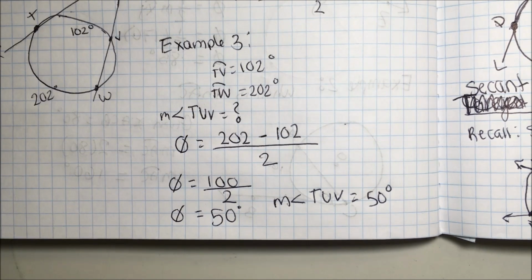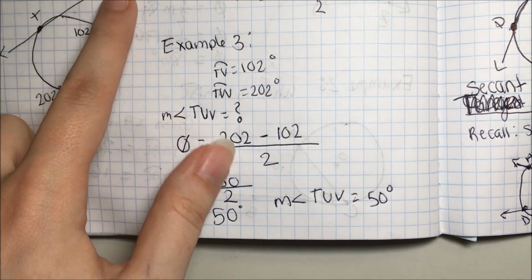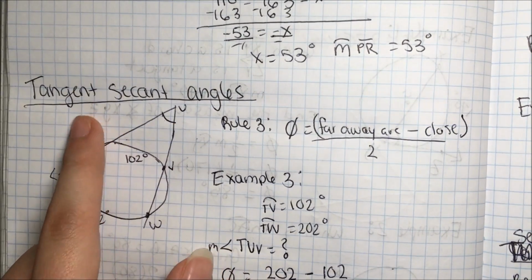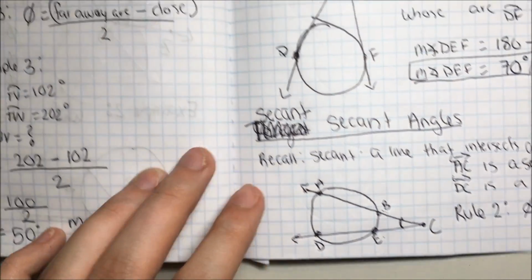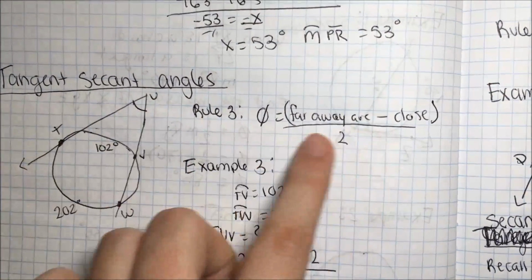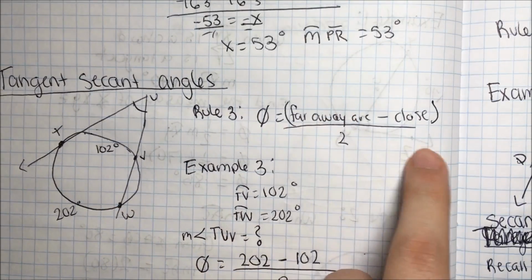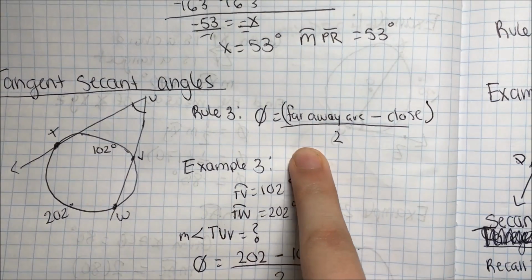So we worked with circumscribed angles, secant-secant angles, and tangent-secant angles. So remember that our secant-secant angles and our tangent-secant angles both have that same rule. So it's the far away arc minus the close arc, divided by 2.